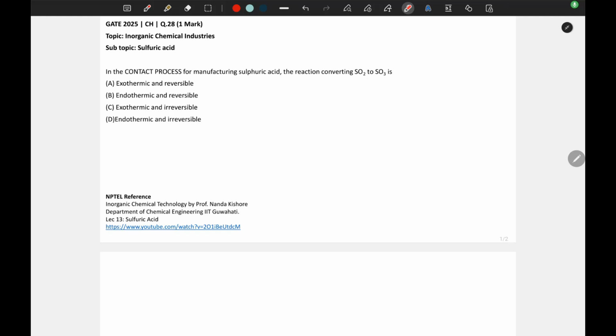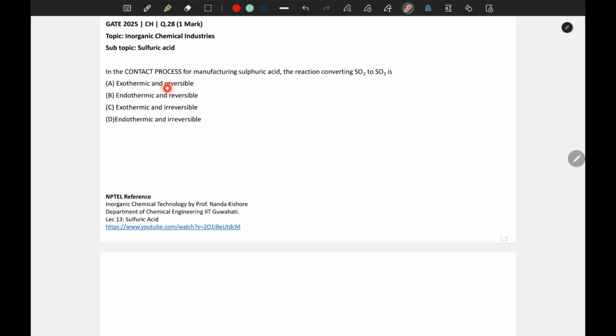Okay, so this question was asked in GATE 2025 under the subject Chemical Technology. The key topic behind this problem is inorganic chemical industries, in detail sulfuric acid. The question states that in the contact process for manufacturing sulfuric acid, the reaction converting SO2 to SO3 is, so four options are given.